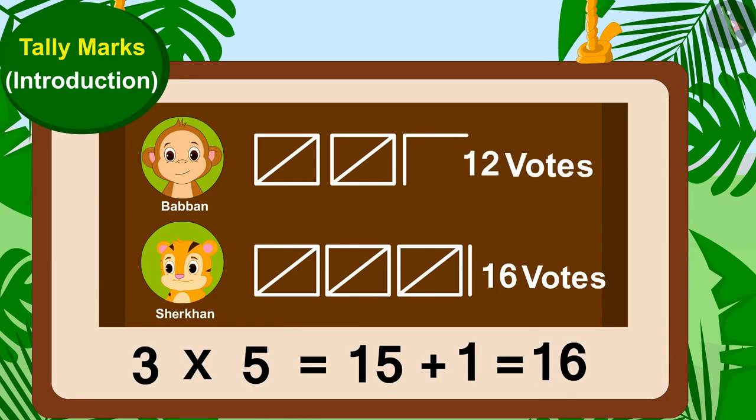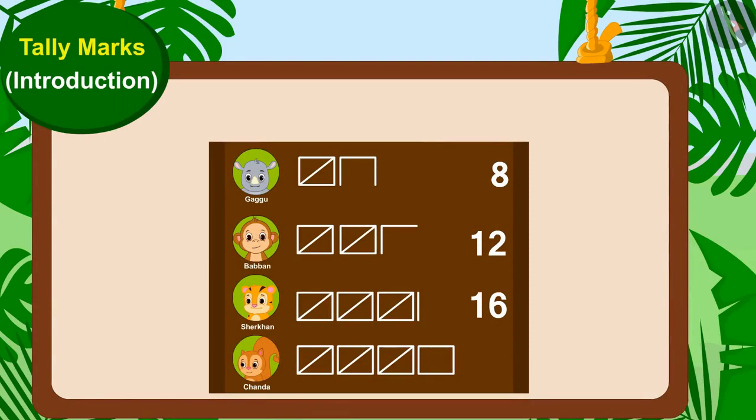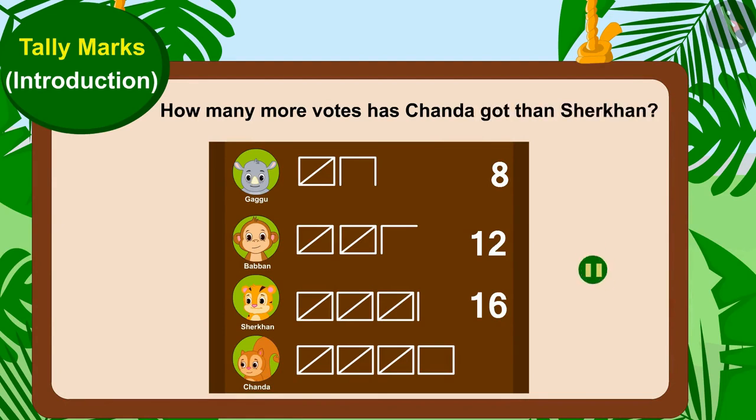And Babban has got 12 votes. This means Sher Khan has got 4 votes more than Babban. Now, can you tell how many more votes has Chanda got than Sher Khan? If you wish to, you may stop the video and find the answer.